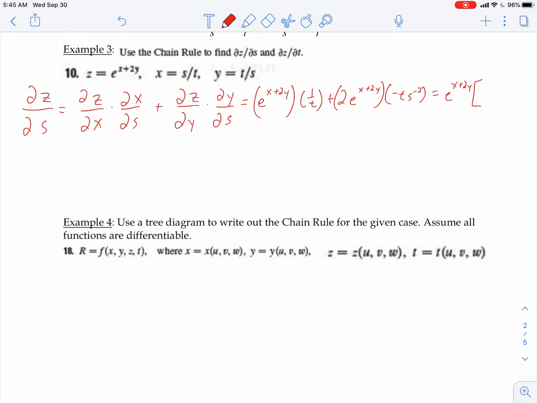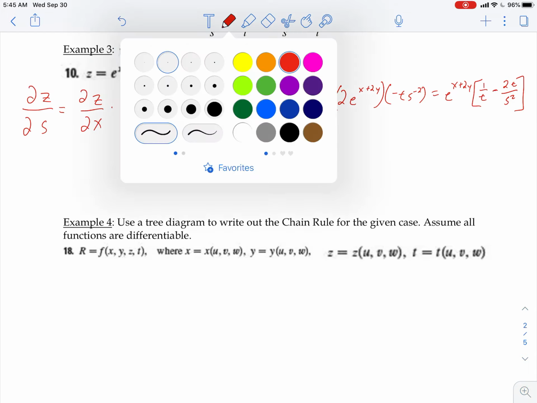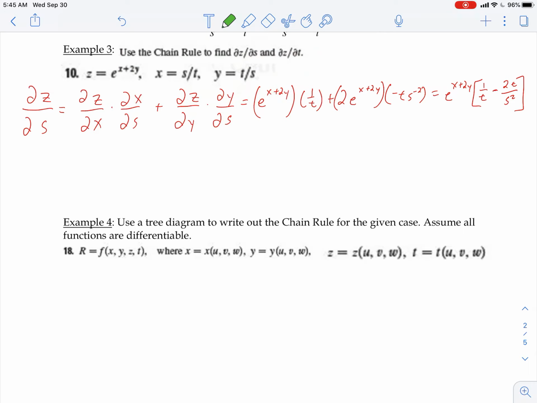And then when we pull that out, we're going to be left with 1 over t on the left minus negative 2t, minus, so the minus is taken care of, so 2t over s squared.